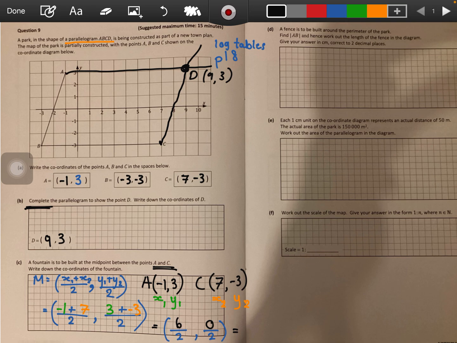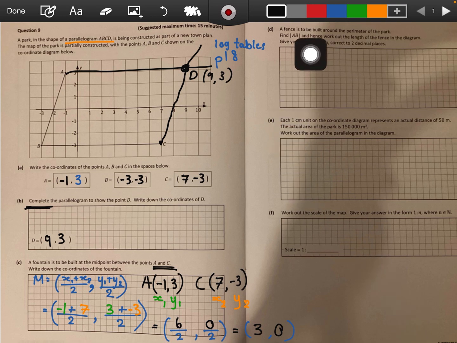So that means I have, again, I'm keeping the open brackets and the comma. 6 divided by 2, I'm going to get 3. 0 divided by 2, I'm getting 0. Okay, it has asked me for the coordinates of the midpoint. So my answer should look like a point. This is what a point looks like. Okay, open bracket, the x coordinate, comma, the y coordinate, close brackets.